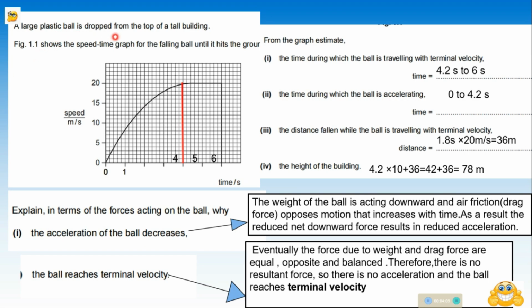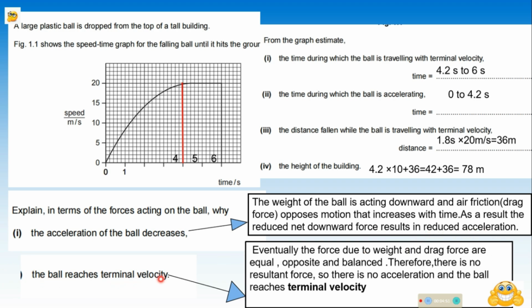A large plastic ball is dropped from the top of a tall building. This figure shows the speed-time graph for the falling ball until it hits the ground. Explain in terms of the forces acting on the ball why the acceleration of the ball decreases. So the weight of the ball is acting downward and the air friction drag force opposes its motion. The drag force increases with time. As a result, the reduced net downward force results in reduced acceleration. So there will be a net downward force, with drag acting upward and weight acting downward. The resultant force will be reduced and this will lead to a reduced acceleration.